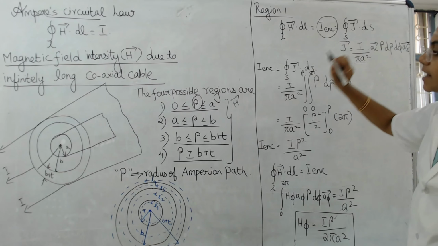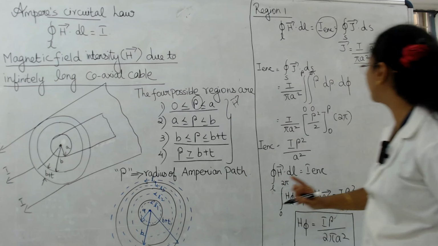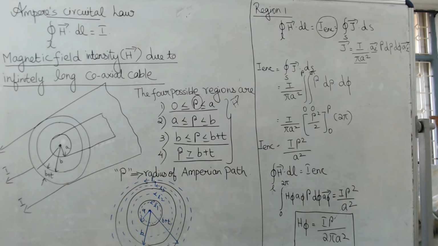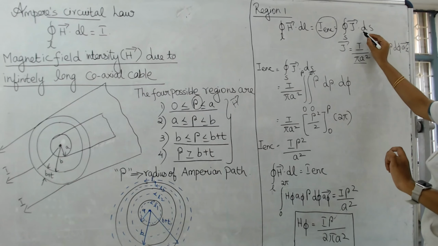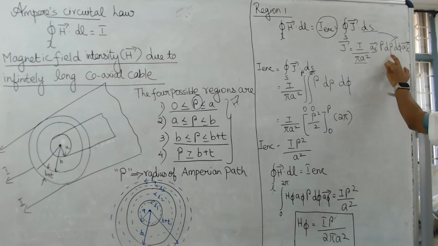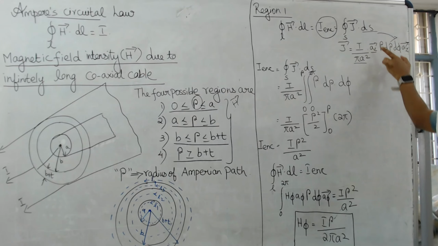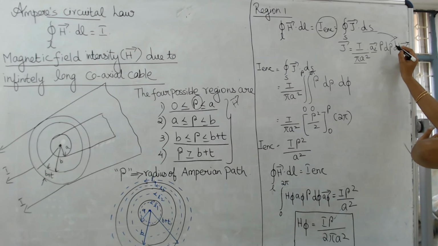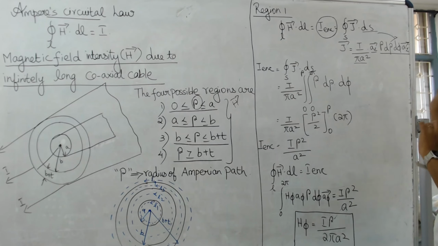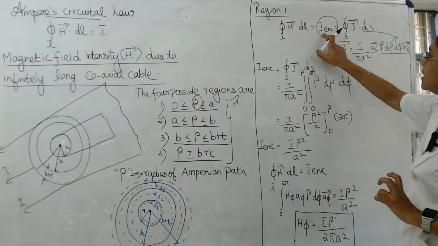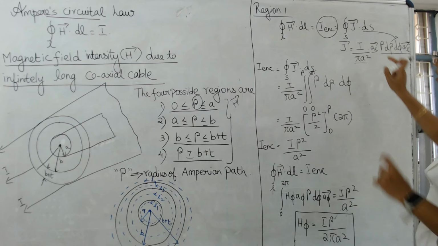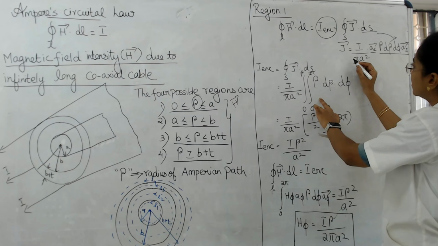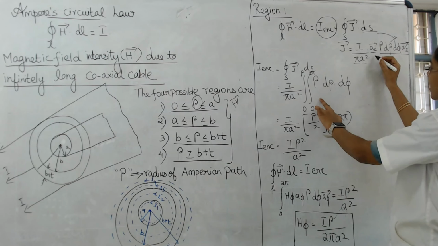Here, as the radius of your core is A, I have used the term a squared instead of r squared. The a_z represents the direction in which your current density is present. For ds I have written rho d rho d phi into a_z vector. This is based on the coordinate system we have used, and according to the coordinate system ds is written like this. First let us solve for I enclosed, which is the integral over S of J dot ds. I have taken J as I by pi a squared into a_z vector, and I have to substitute that.